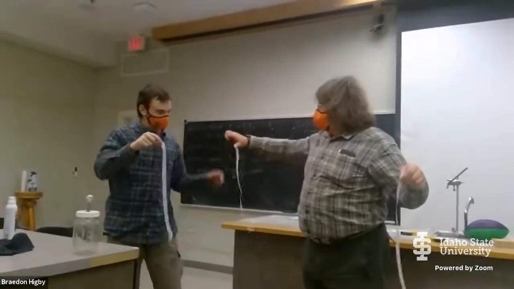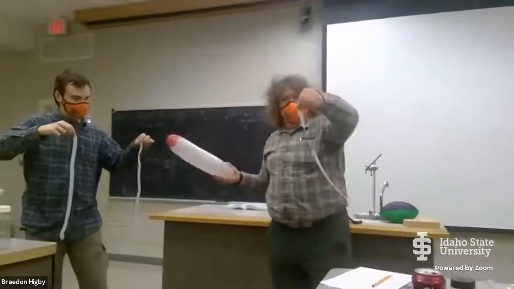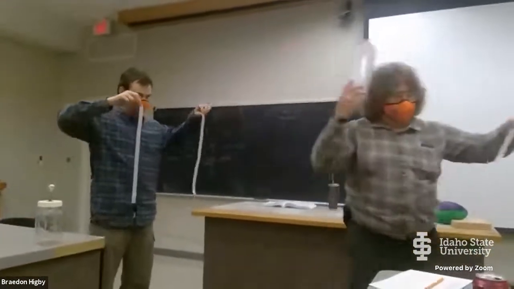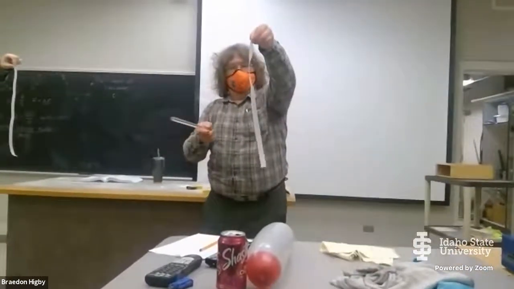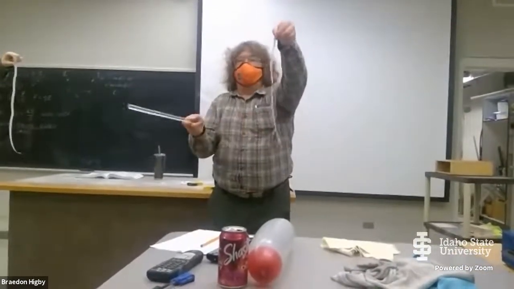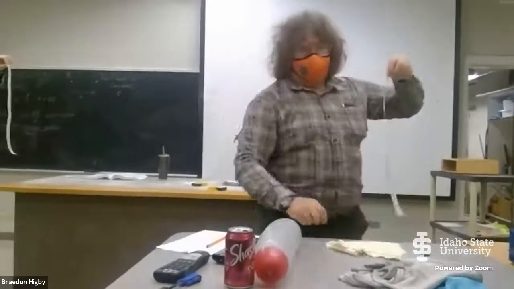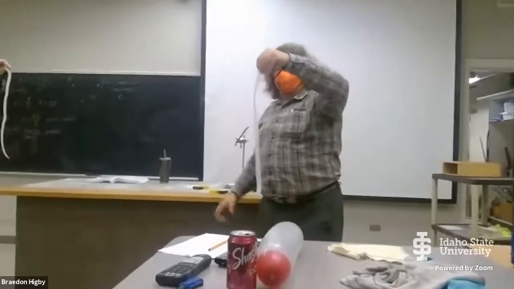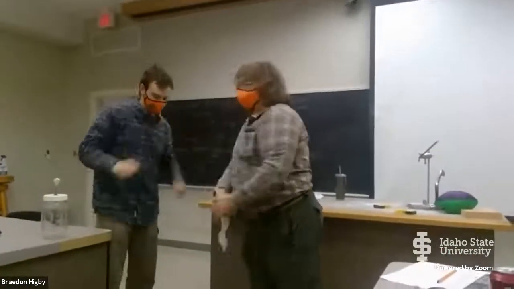And you can hold that. So Braden has both neutral pieces. Balloon, it's attracted. Acrylic rod, it's repelled. So this has a positive charge. So another good example of electrostatics is using pieces of tape.